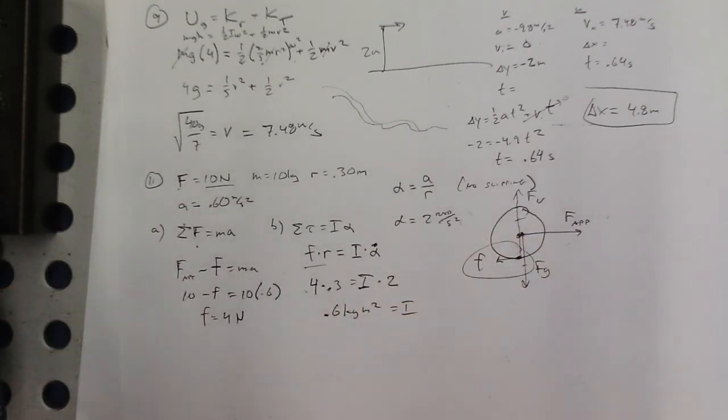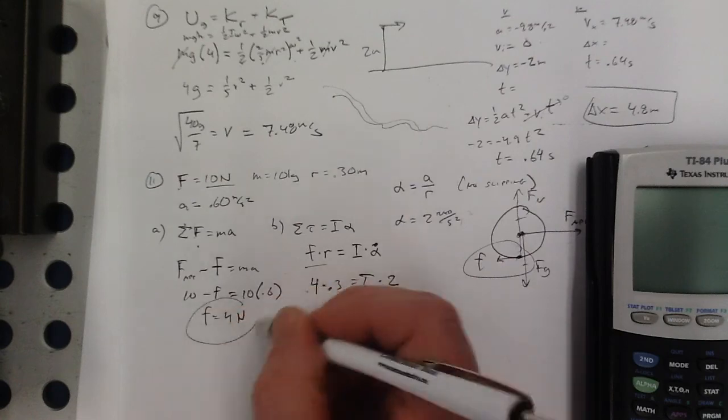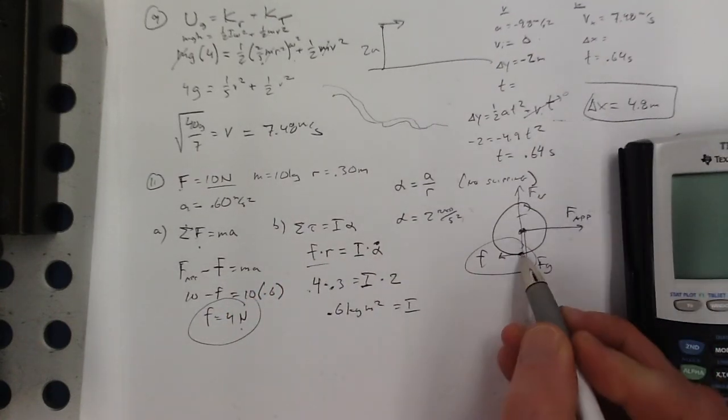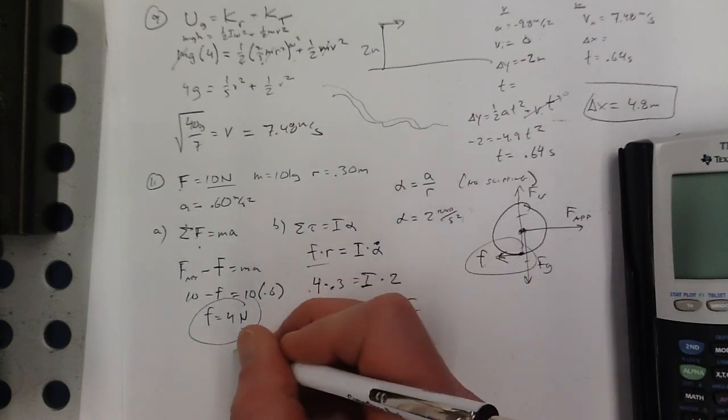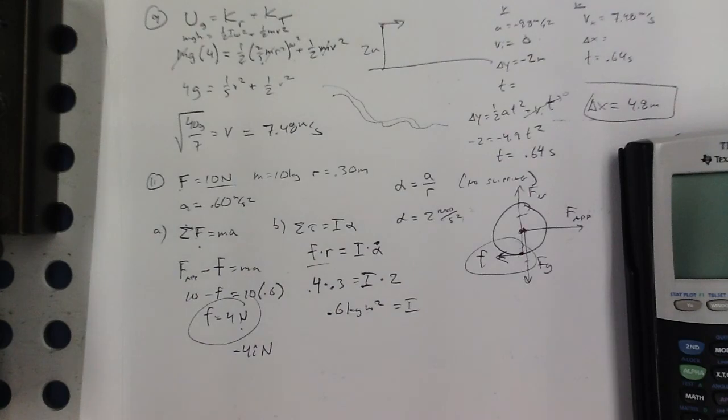Let's check those answers. Oh, yeah. Oh, in unit vector notation. Blew it. I blew it here. They wanted this in unit vector notation, so that is going to be negative 4i newtons. So close. So close to free pizza.